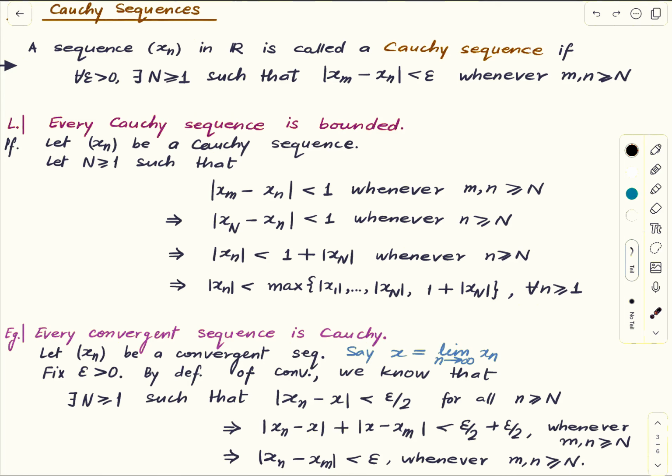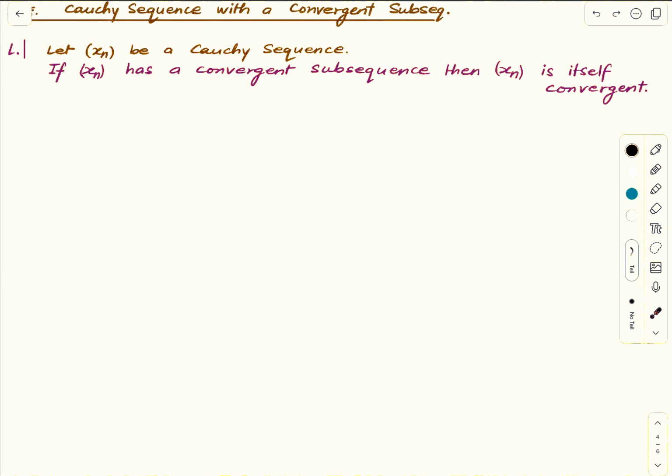Okay. So our goal is now to show that every Cauchy sequence converges, and towards that we will have certain lemmas. So fix a Cauchy sequence, and we will show that if there is a convergent subsequence of this guy, then the sequence itself converges. So if a Cauchy sequence has a convergent subsequence, then the Cauchy sequence itself converges. This is what we will do first. Okay. So why is that?